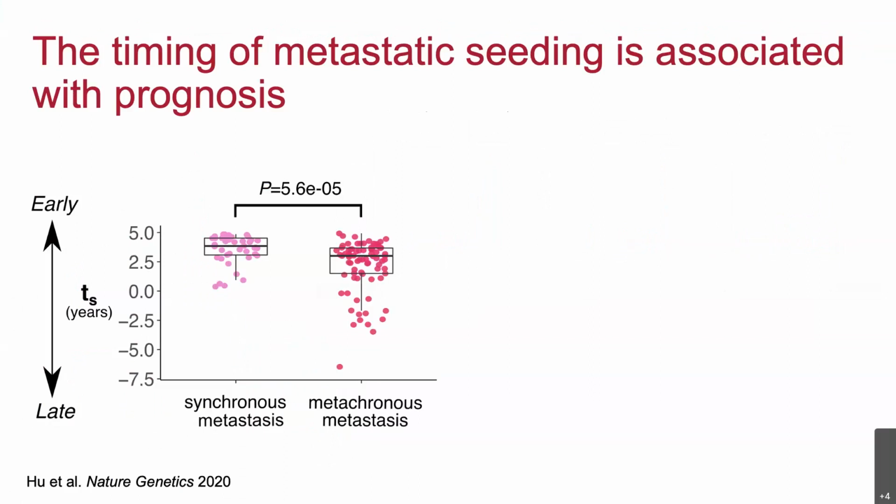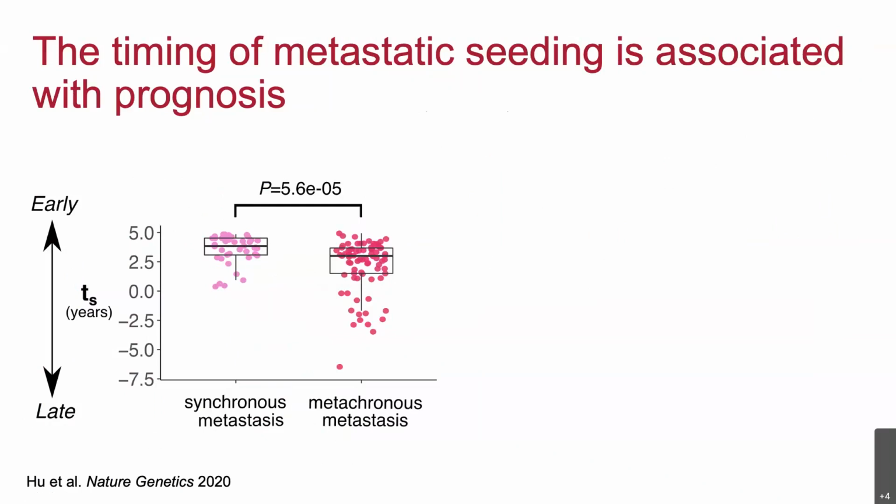Now, we can take this a step further and ask, well, how do we calibrate this, and what does this mean when we think about detectability and clinical outcomes? So we can use the fact that a number of metastases occur synchronously. This is particularly the case for colorectal cancer, where we often see a patient presenting with synchronous liver metastases. And indeed, as we might expect, patients that present with synchronous metastases tend to have been seeded earlier than those with metachronous disease.